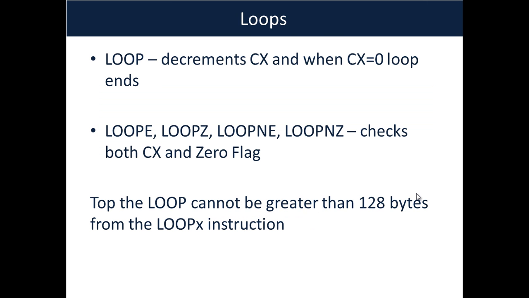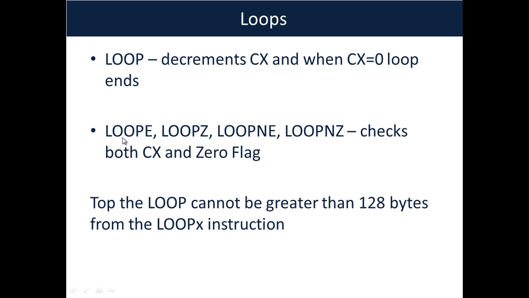Loops. The instruction set for loops, well, the easiest one is the loop instruction itself. What this does is it will decrement the CX register, and when the CX register becomes 0, the looping will end. A variation of this uses both the CX register as well as the zero flag. And you have loop E, loop Z, loop NE, so on and so forth, where all these suffixes after loop can almost be compared with the jump family of statements.